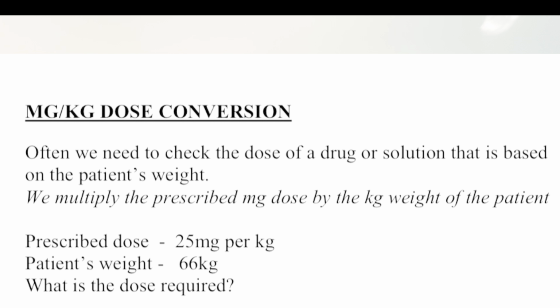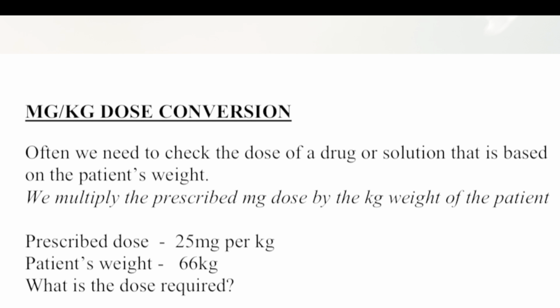Often we need to check the dose of a drug or solution that is based on the patient's weight. We multiply the prescribed milligram dose by the kilogram weight of the patient. So the prescribed dose is 25 mg per kg. The patient's weight is 66 kg. What is the dose required? We already know: prescribed dose 25 mg multiplied by the weight 66 kg is equal to 1650 mg. So this is the formula you should use.